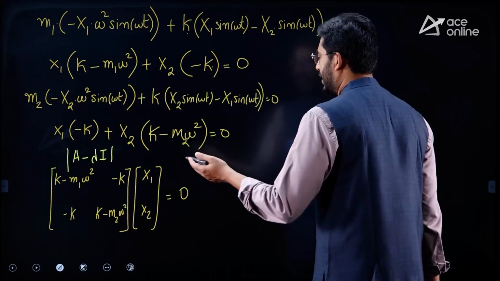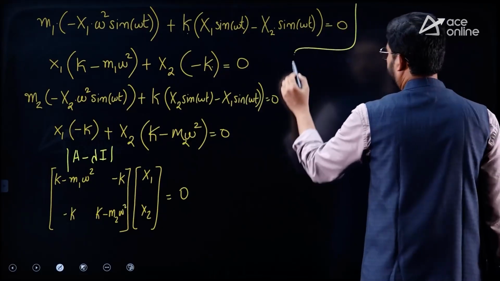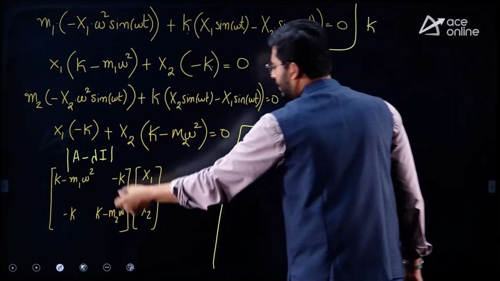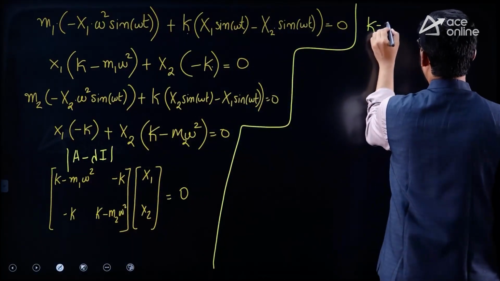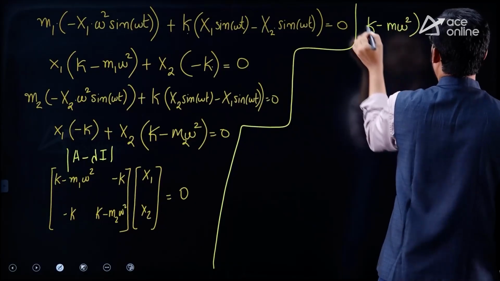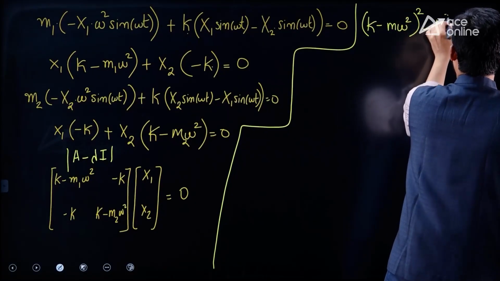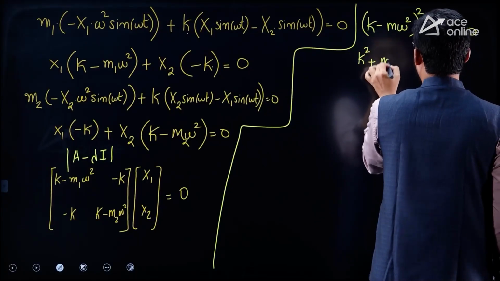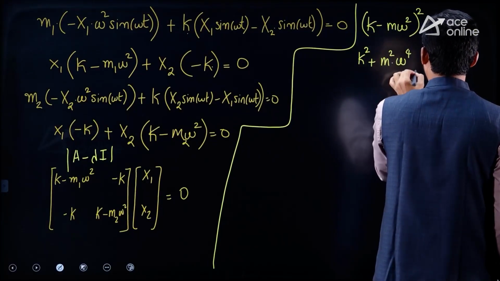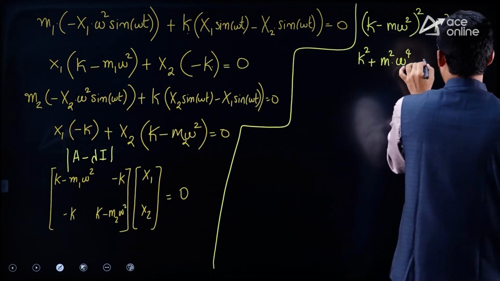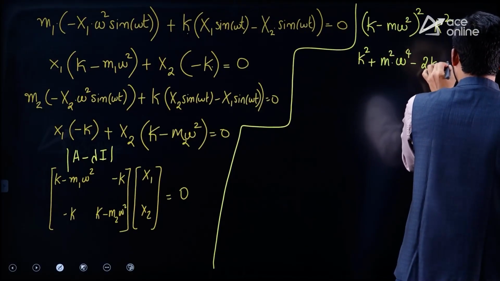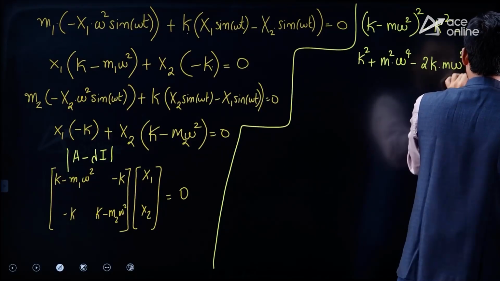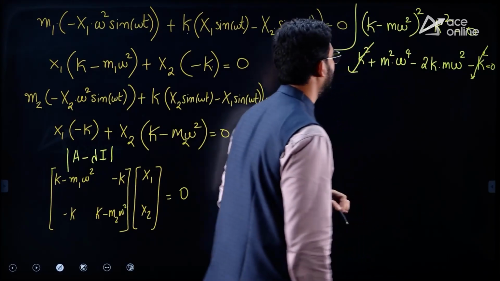Okay, so here if we take out the determinant of this, it would be k minus m omega square, since m1 and m2 are both the same. So it becomes (k minus m omega square) whole square minus k square equal to 0. This comes out to be k square plus m square omega power 4 minus 2 times k into m into omega square, minus k square equal to 0. So k square and k square will get cancelled.